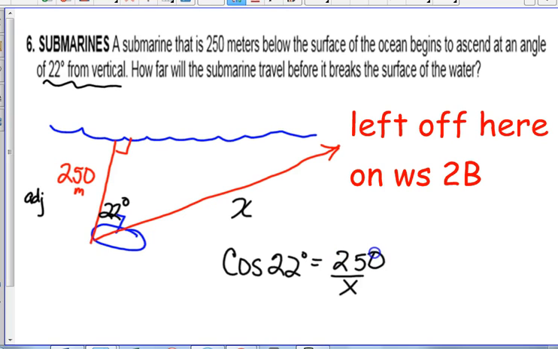So when we go to type it in, we need to type 250 divided by cosine of 22. 22 degrees. Does that sound too steep?